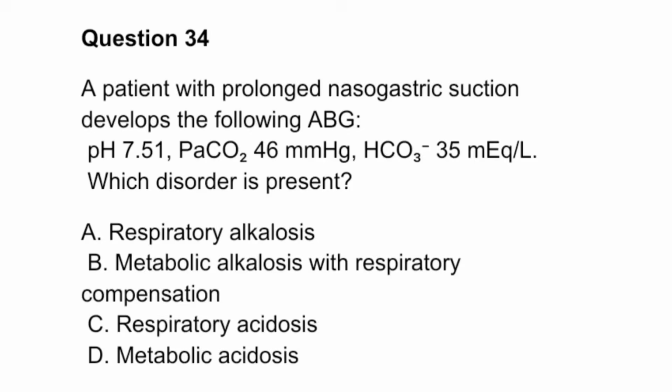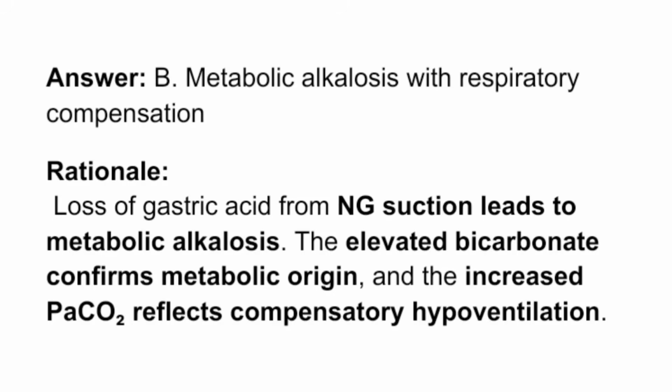Question 34. A patient with prolonged nasogastric suction develops the following ABG: pH 7.51, PaCO2 46 mmHg, HCO3- 35 mEq per liter. Which disorder is present? A. Respiratory alkalosis. B. Metabolic alkalosis with respiratory compensation. C. Respiratory acidosis. D. Metabolic acidosis. Answer: B. Metabolic alkalosis with respiratory compensation.